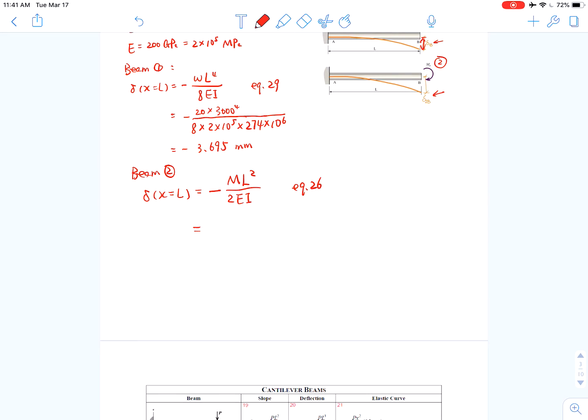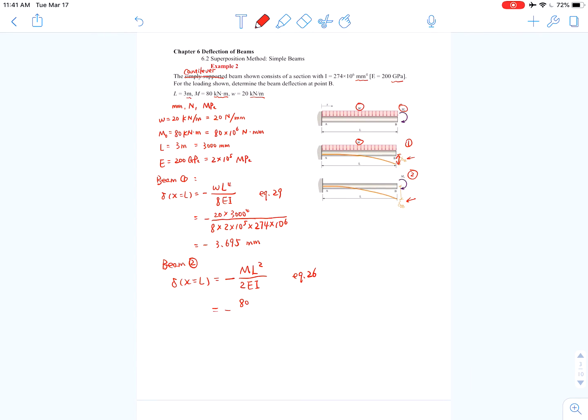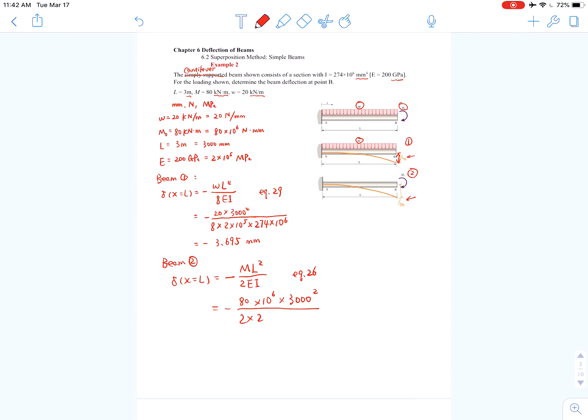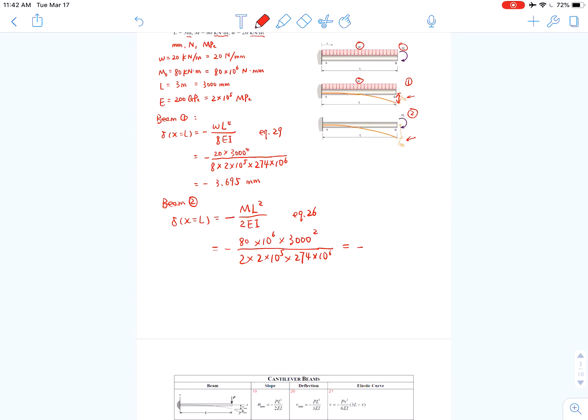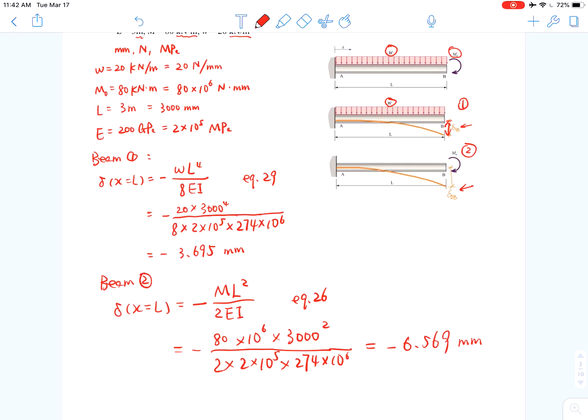Okay, this can be calculated as negative 80, and where are our values? M0 equals 80 times 10 to the 6 by 3,000 square over 2 by 2 times 10 to the 5th, and 274 million. Okay, here the result will be negative 6.569 millimeter. So this is the result here. Okay, this is the deflection at the free end when this cantilever is only subjected to the concentrated bending moment M0.